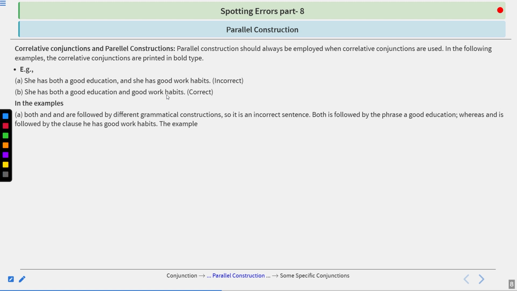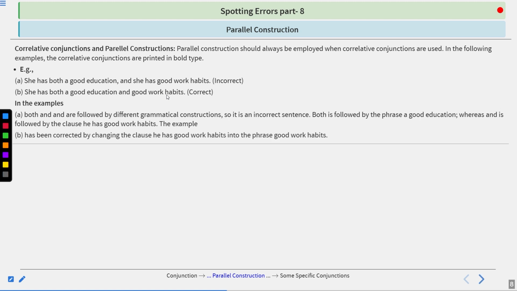In the example, both and are followed by different grammatical constructions. So it is an incorrect sentence. Both is followed by the phrase a good education, whereas and is followed by the clause she has good work habits. The example has been corrected by changing the clause she has good work habits into the phrase good work habits. The same I told you.